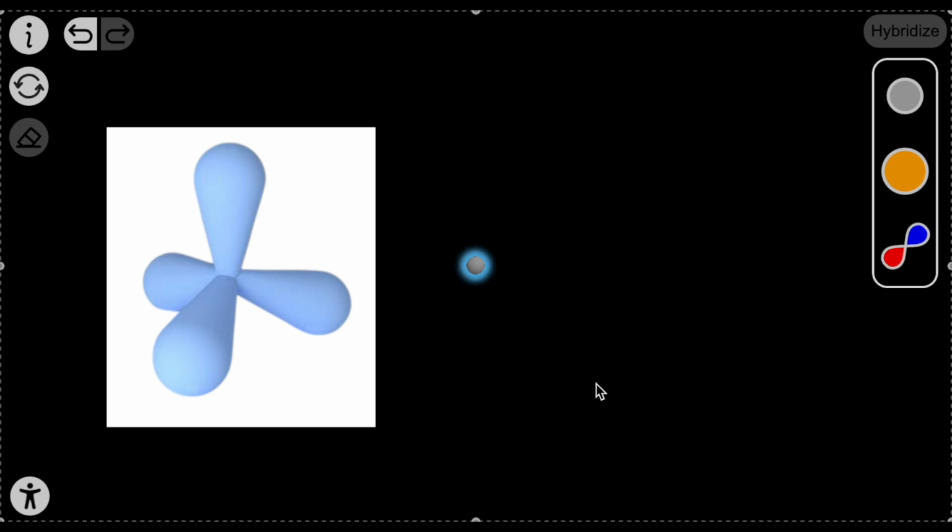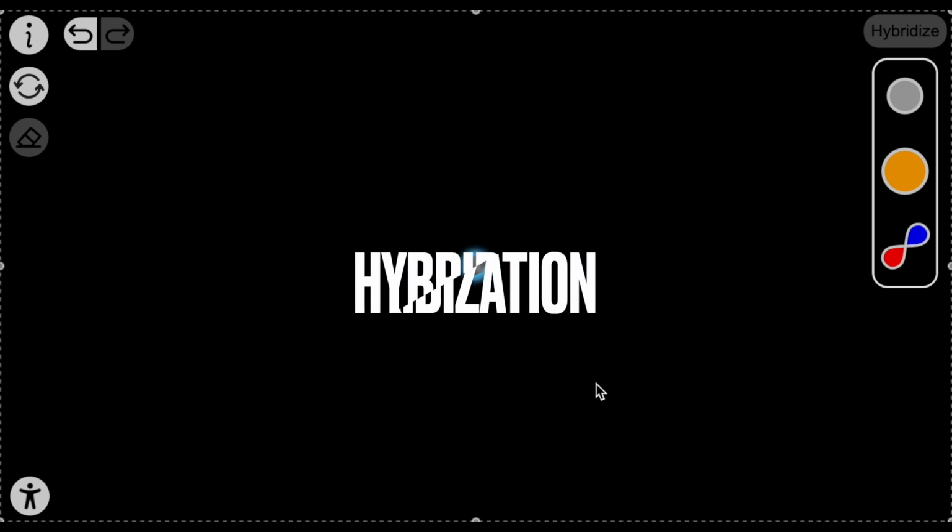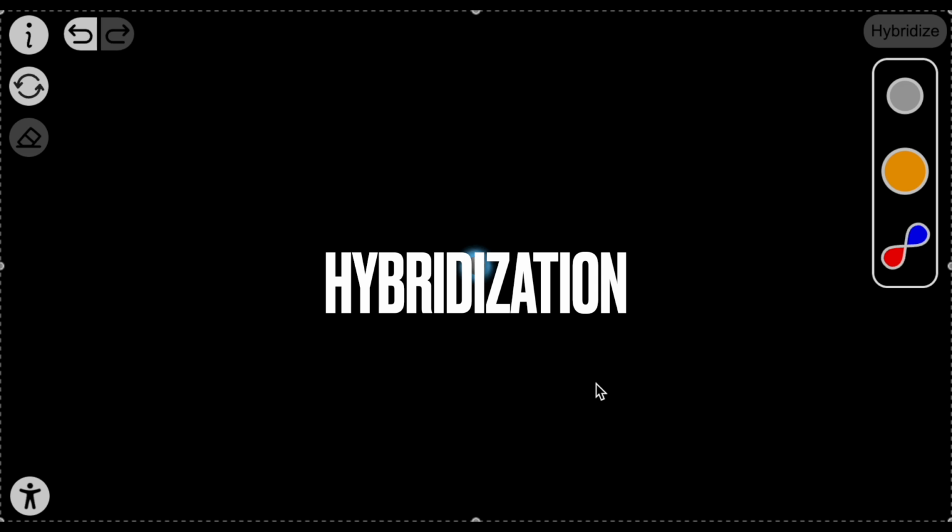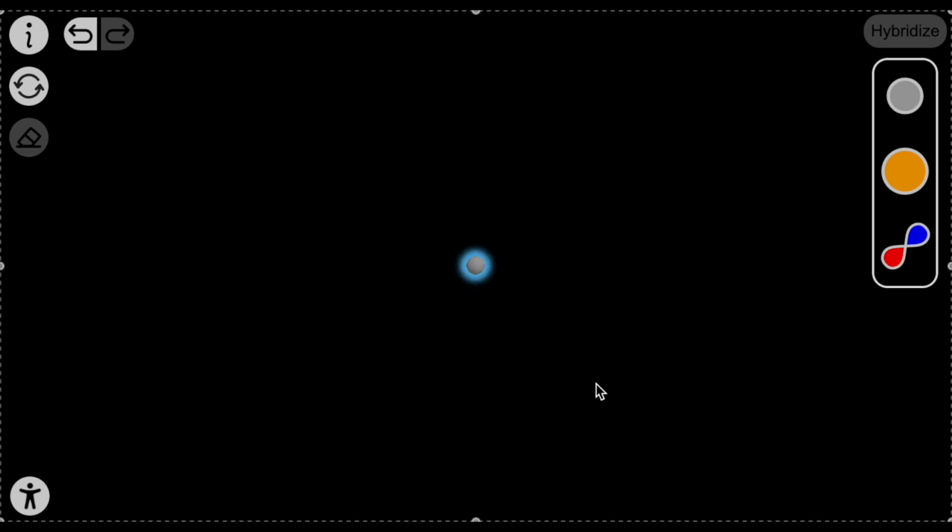In order to understand that, we need to understand something called hybridization. Atomic orbitals can be hybridized to generate orbitals of equal energy. We're going to watch how the atomic orbitals are hybridized into hybrid orbitals. The first one we're going to look at is called an sp3 hybridized orbital.